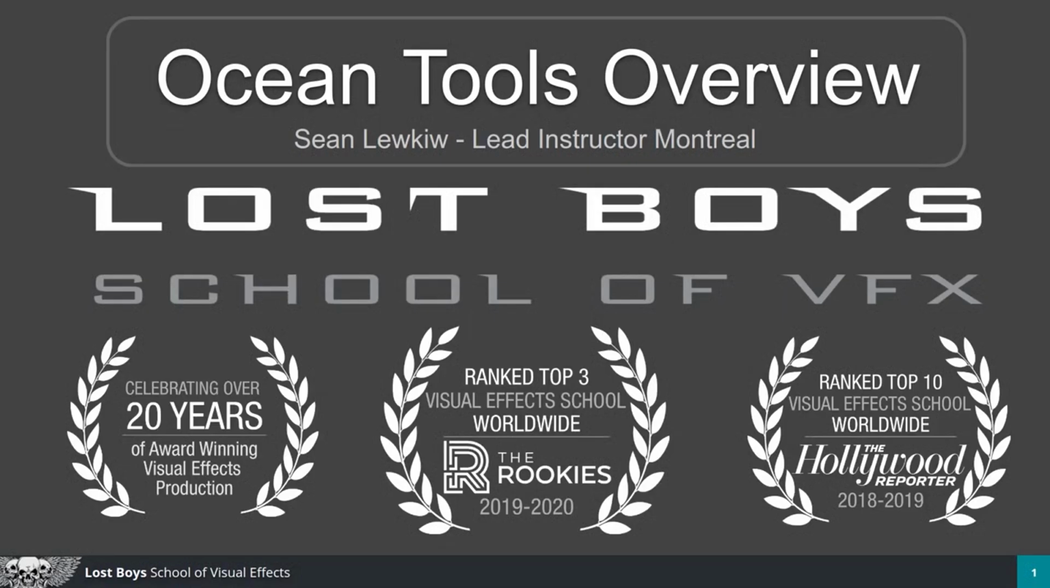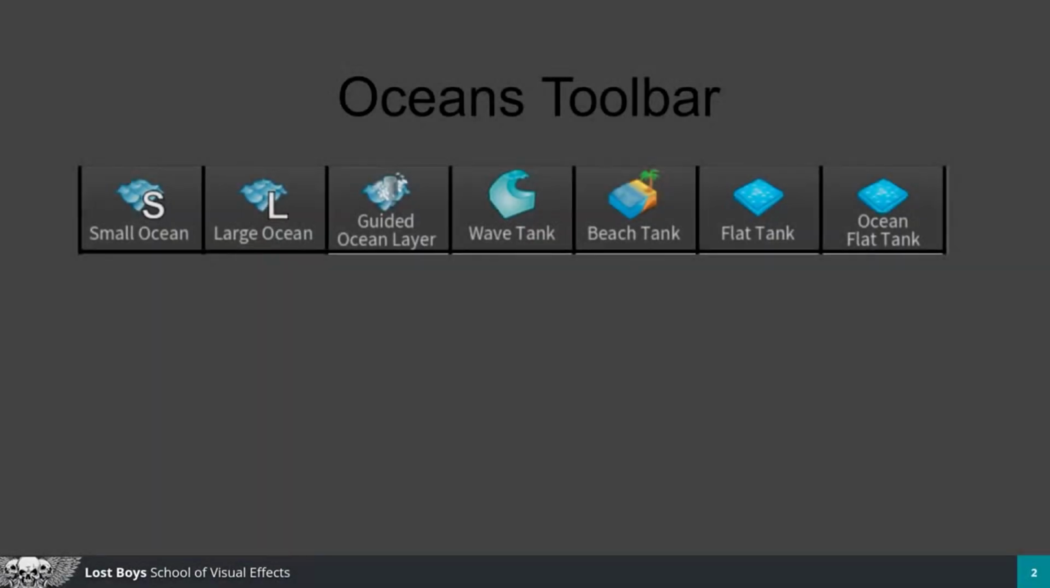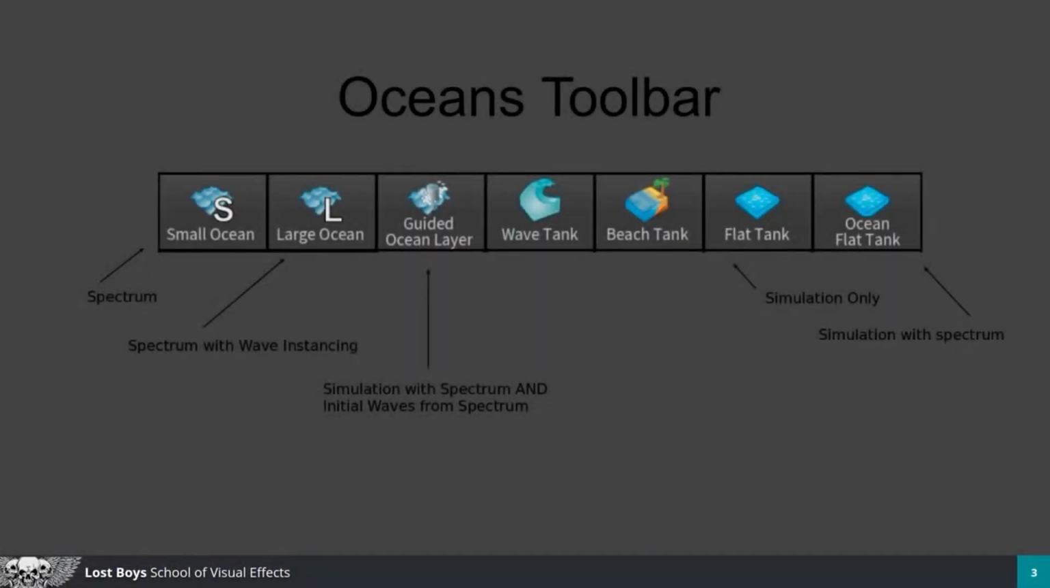All right, let's get started on the Ocean Tools overview. We're going to look at the Ocean's toolbar in Houdini. We will be examining the small ocean, the large ocean, the guided ocean layer. We're going to skip the wave tank and the beach tank. Those are more specialized tools. We're also going to look at the flat tank and the ocean flat tank.